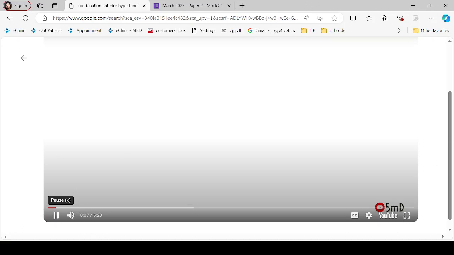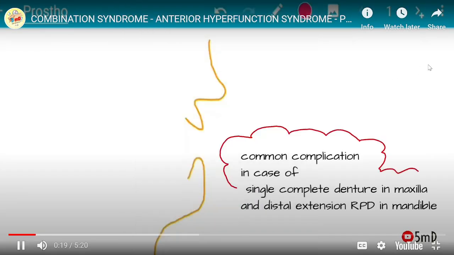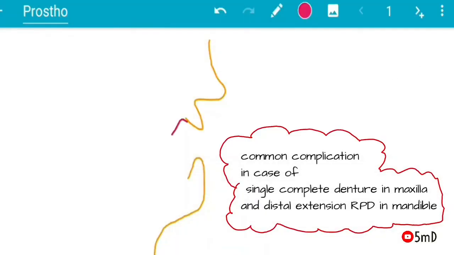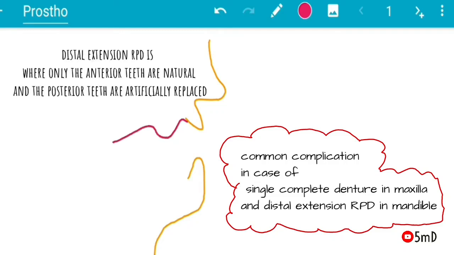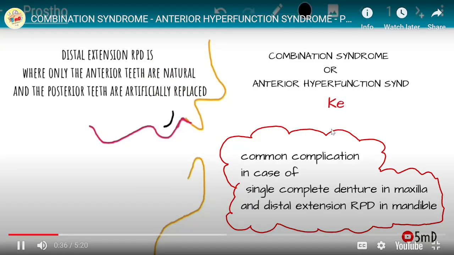clinical Common scenario. complication in a single complete denture, that is, when the maxilla is completely edentulous and the mandible is partially edentulous with only the anterior natural teeth remaining, the maxilla having a single complete denture followed by mandible with a distal extension RPD. Common complication which occurs is known as the combination syndrome or anterior hyperfunction syndrome. It was first described by Kelly in 1972.